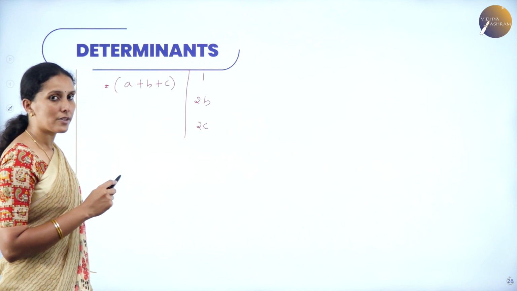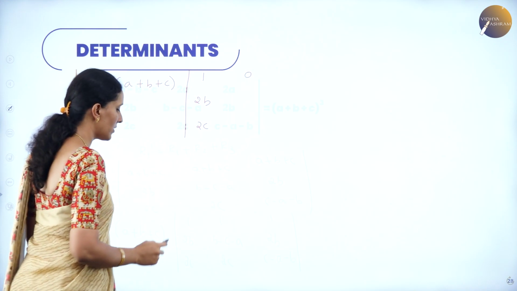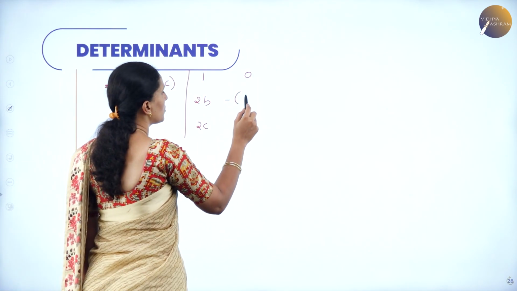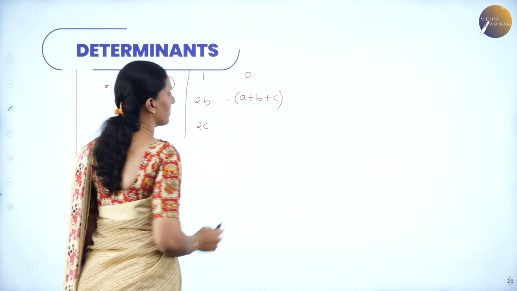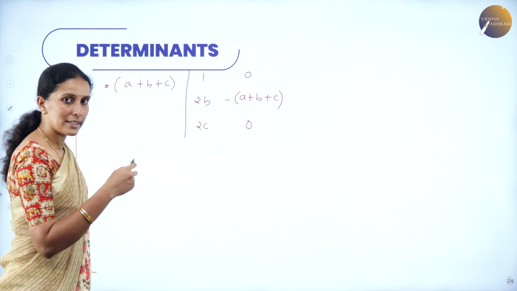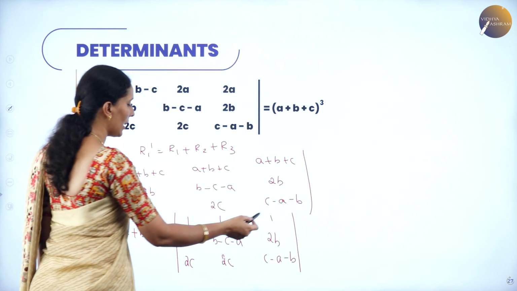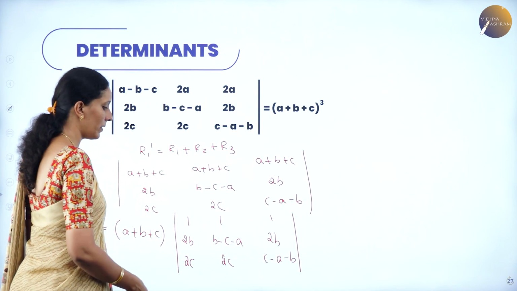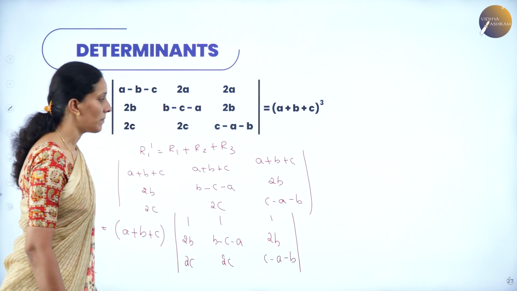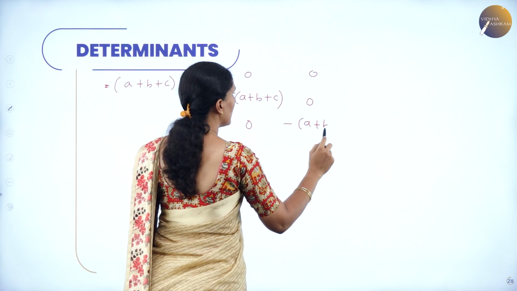Now column 2 is column 2 minus column 1. So that is 1 minus 1, which becomes 0. Next we have B minus C minus A minus 2B, which becomes minus of A plus B plus C. Next is 2C minus 2C, 0. Now the third column is column 3 minus column 1. So again 1 minus 1 is 0, 2B minus 2B becomes 0, C minus A minus B minus 2C becomes minus of A plus B plus C. So therefore here we have 0, 0, minus of A plus B plus C.